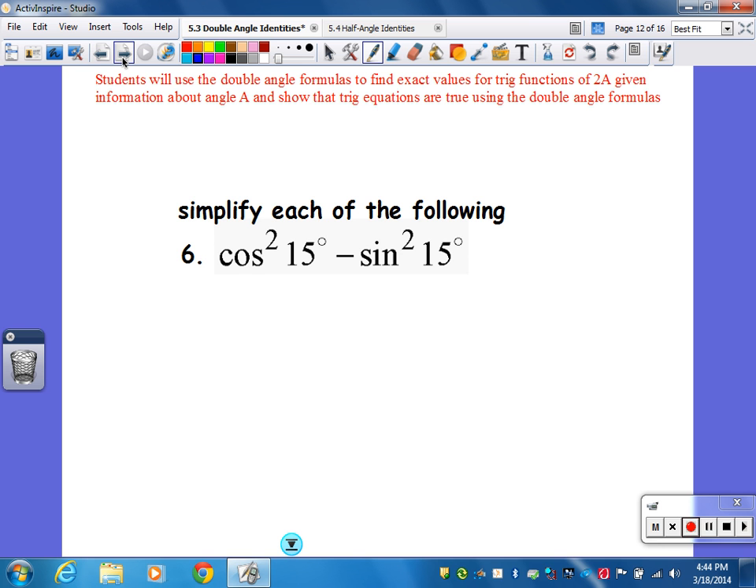We don't really know cosine squared of 15. So we should look at the formula sheet now and think, okay, how should I handle this, or what should I do with this? Well, I can see that cosine 2a is equal to cosine squared a minus sine squared a. This looks like we have an a there, and we have an a there. So we just plug it in, plug it in.